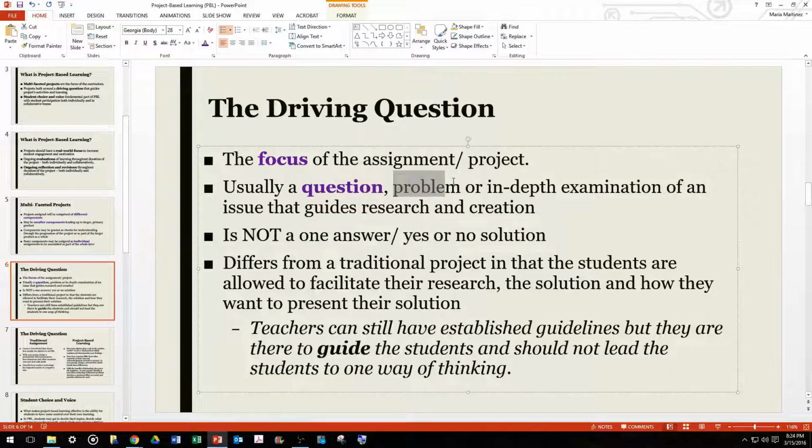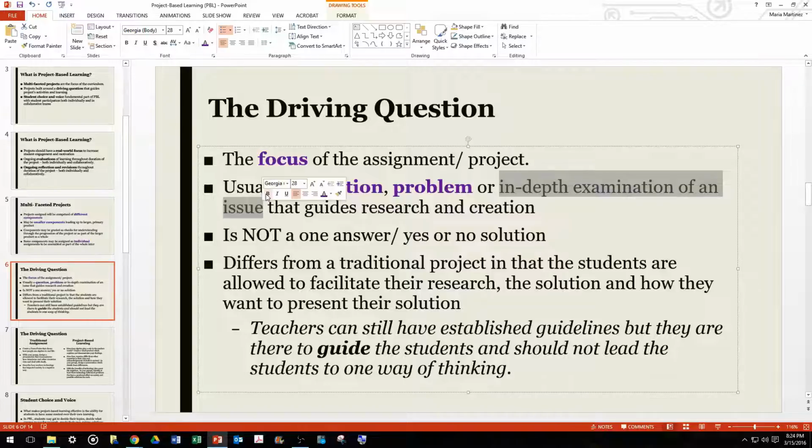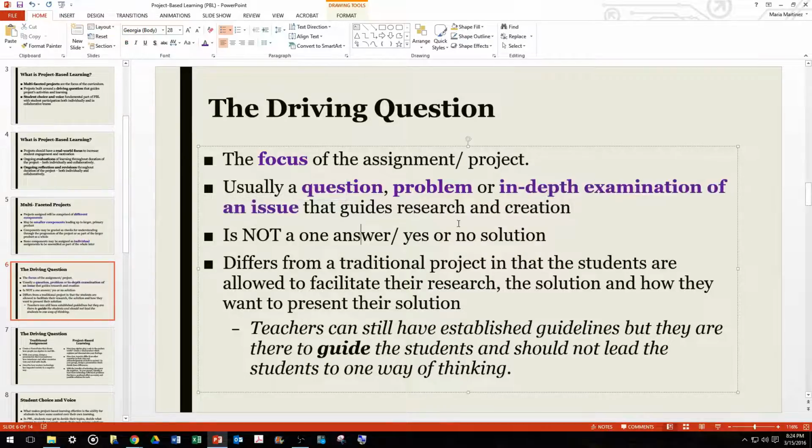It may be a problem that we want our students to provide a solution to. And again, it will not be a simple solution. Depending on what the problem is, students may have multiple solutions, and we want to encourage that. Or it may be an in-depth examination of a very large issue. And so again, this is where we get into a large issue that the student will take control of and break down into something smaller and much more controllable.